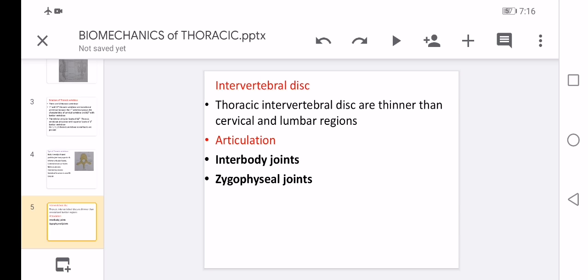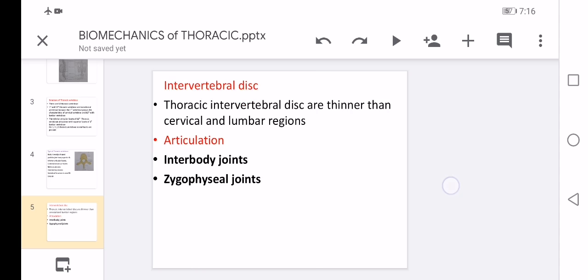If we talk about the intervertebral disc, the thoracic intervertebral discs are thinner than those of the cervical and lumbar regions. There are articulations between the interbody joints, meaning the disc, and there are zygapophyseal joints, meaning connections through synovial plane joints, which articulate the processes of two adjacent vertebrae.